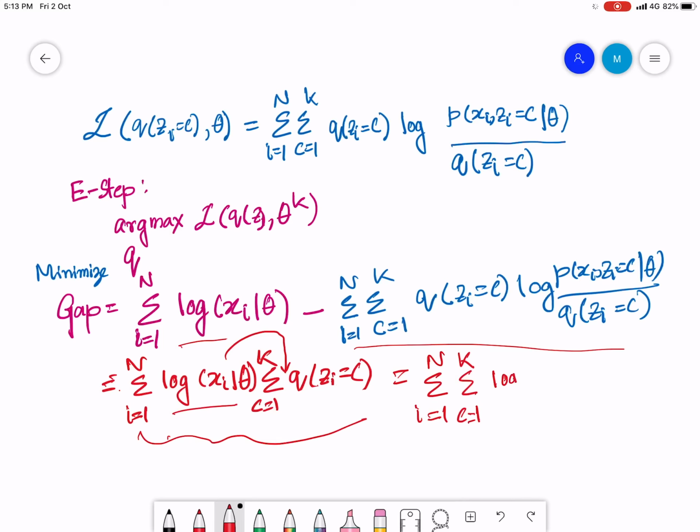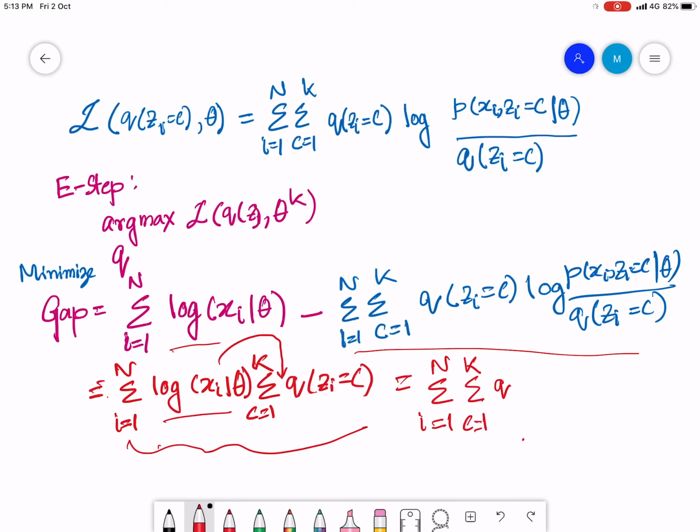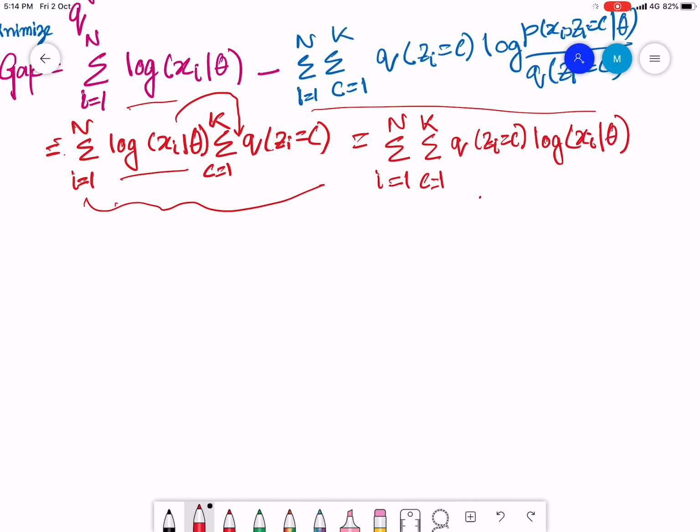Log of x_i given theta, into, actually let me write it this way: q(z_i equals c) into log of x_i given theta. Okay, into log of x_i given theta. So let me see what I can do with this.